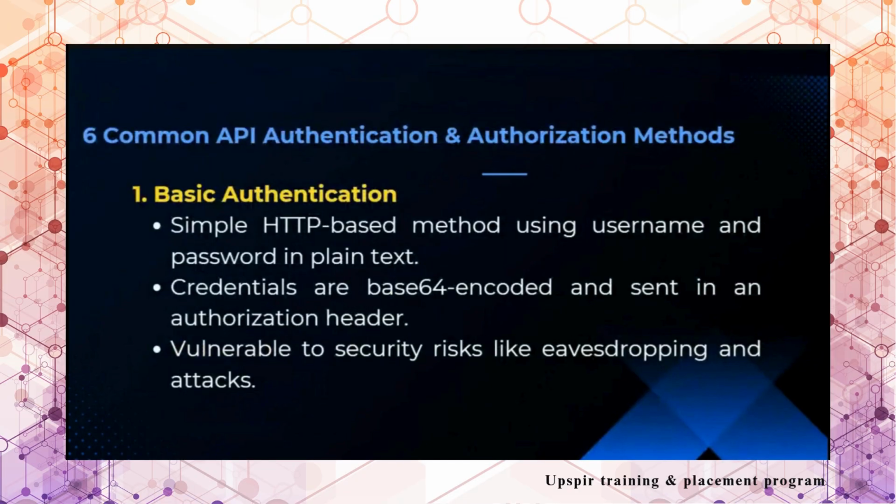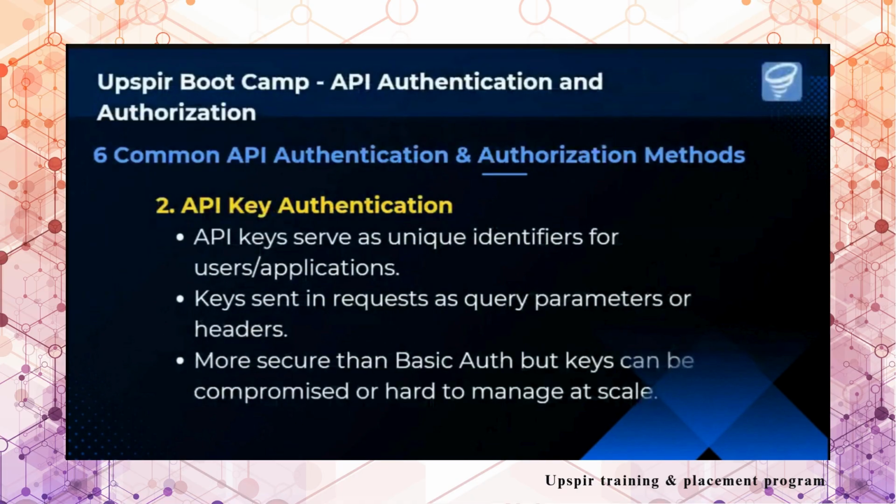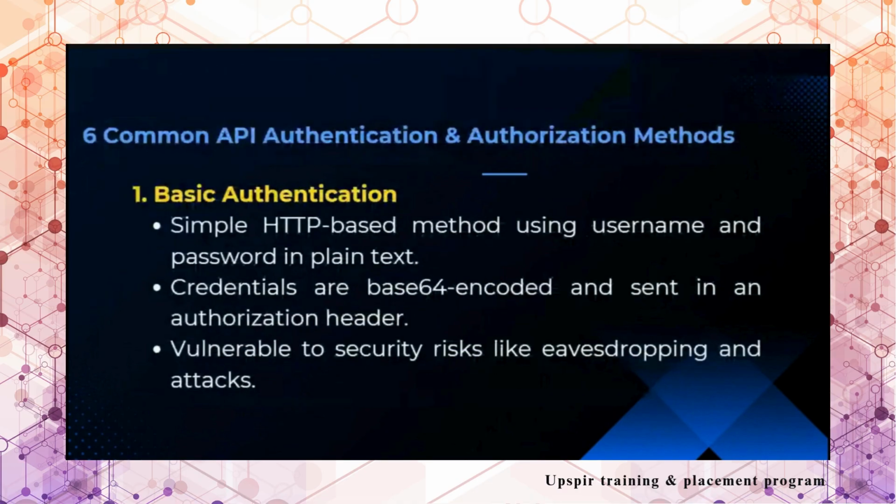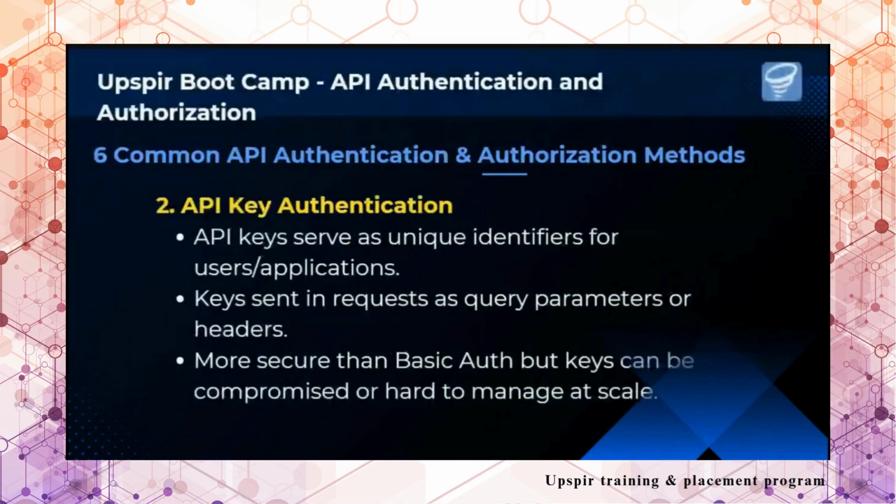Again, we have multiple ways for authentication as well as authorization. Basic authentication is the first thing. This is a simple HTTP-based method of using a username and password in plain text. Credentials are base64 encoded and sent in the authorization header. This is vulnerable to security risks like eavesdropping and attacks. So people can read whatever information you are sending over the network, and this can be a problem. Otherwise, this is simple: you create a username and password of a user in your system, and when someone accesses the API, they pass that username and password, and your system matches whatever it gets and allows the user to access.